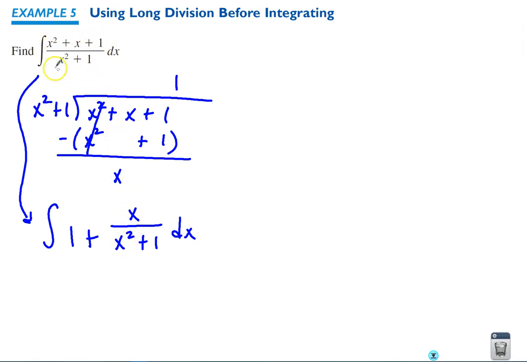Okay, there's no way for me to integrate this as is. I can't use natural log properties. I can't do anything else. So I have to use long division, and then with that long division, okay, this is my remainder.